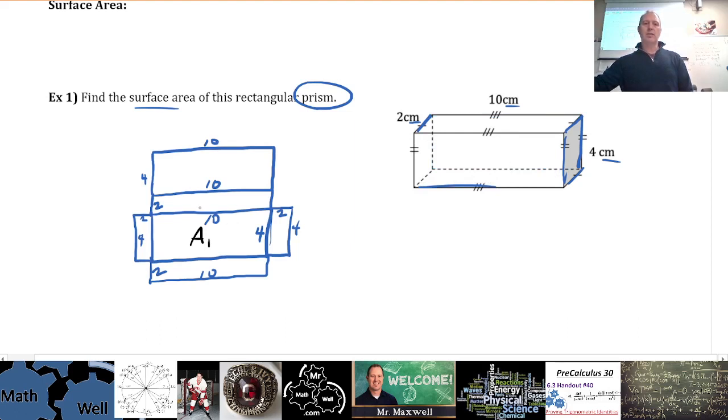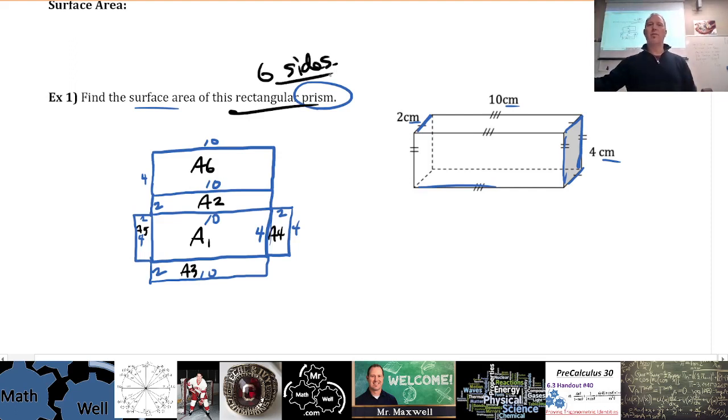A2, let's make the other ones. So let's make the top A2, the bottom A3, the sides in that order, A4, A5. Now, why am I calling them A's? Because I'm looking for area. Very good. And A6. So I need 6 sides to a rectangular prism. Always 6 sides. Different prisms will have different numbers of sides, like triangular prisms will have a different number of sides. But rectangular prisms have 6. Think of a cardboard box, right?